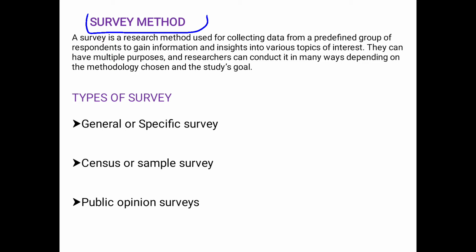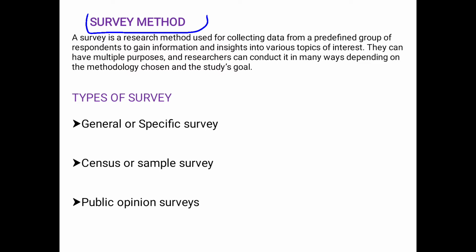It is the most commonly used descriptive method in educational researches. In other words, the survey research method is the collection of information from a sample of individuals through their responses to questions. Here we collect information from a sample of individuals through their responses to questions. So this is the meaning of survey research method.